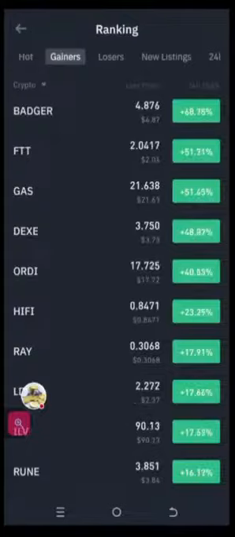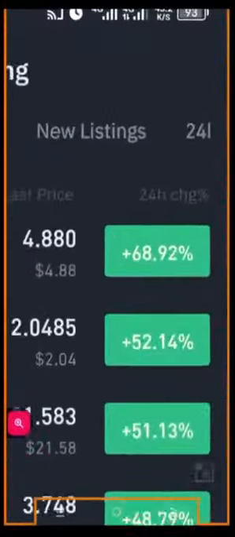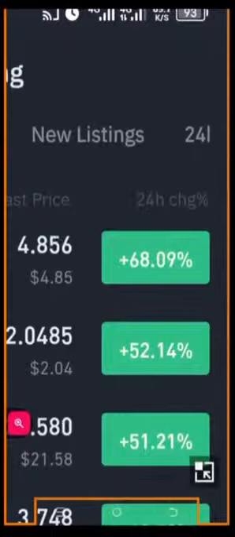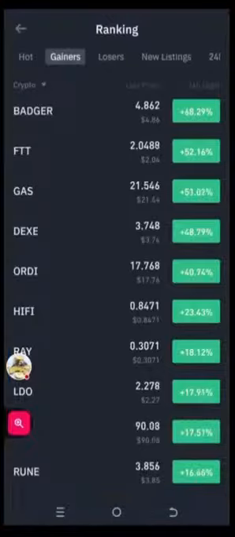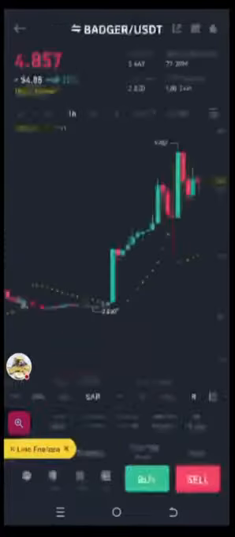Now, look at this. We can see that the topmost one has risen like plus 68% within the last 24 hours, right? That should be Badger, I think. Yeah, Badger is $4.86. Now, look at it. If I click on it, you can see what's going on here.